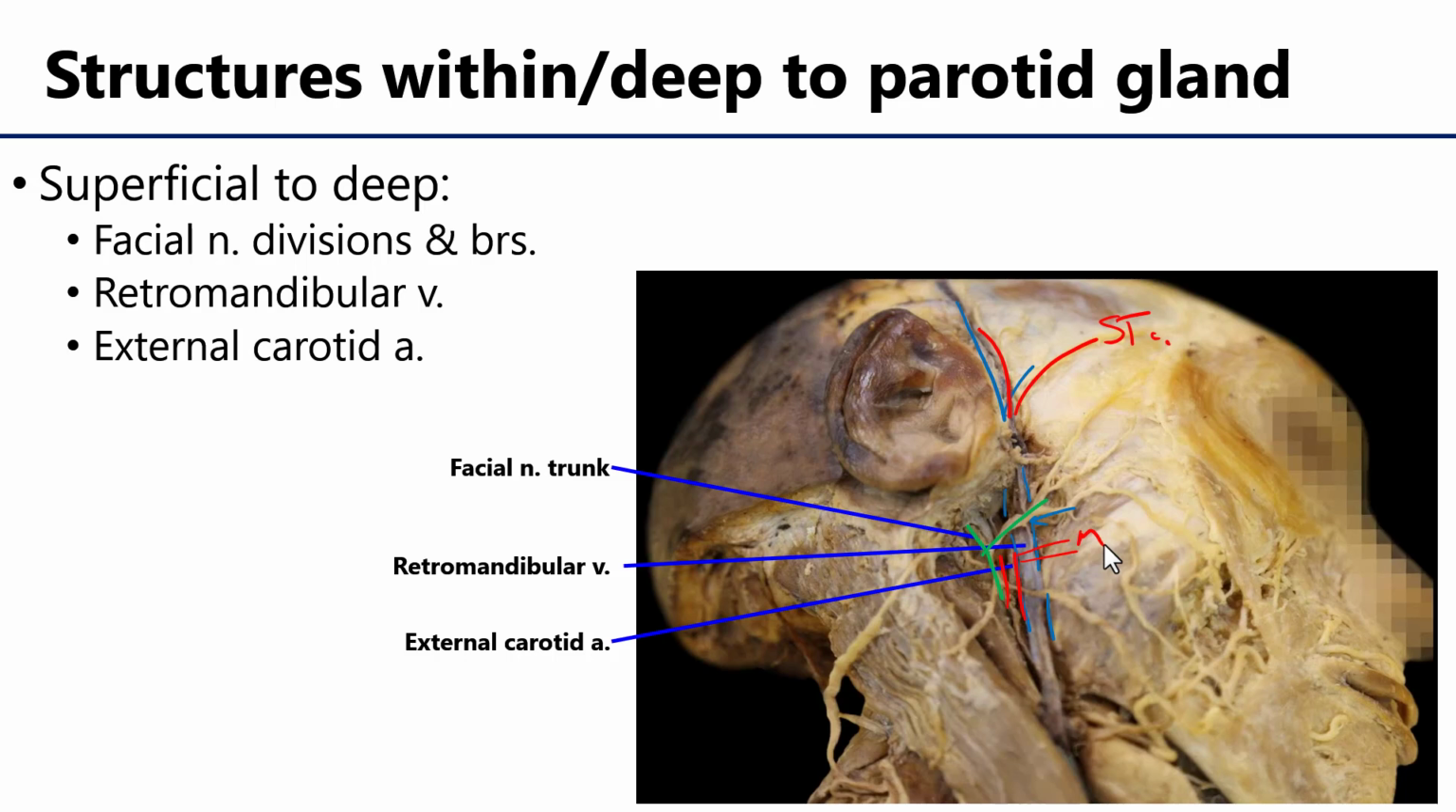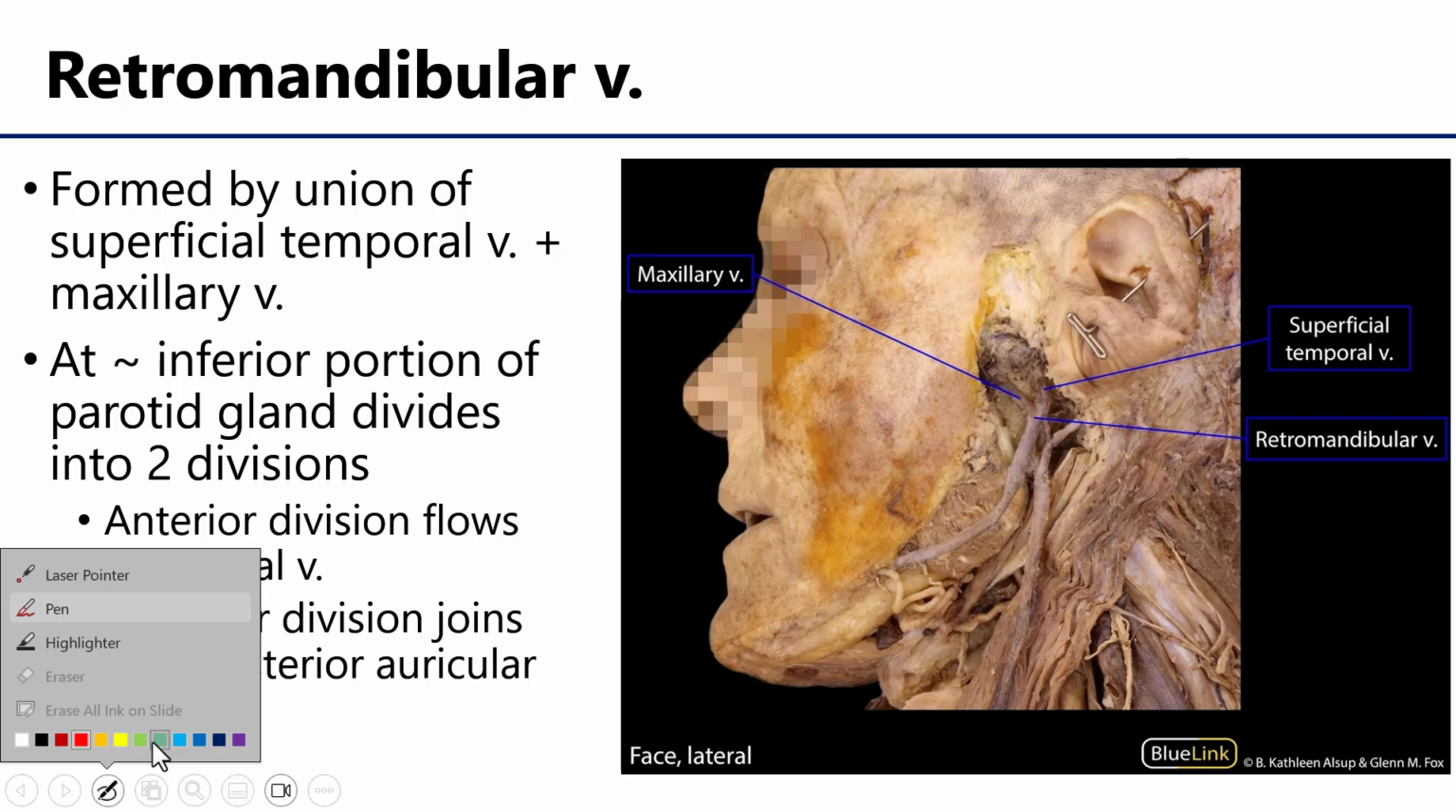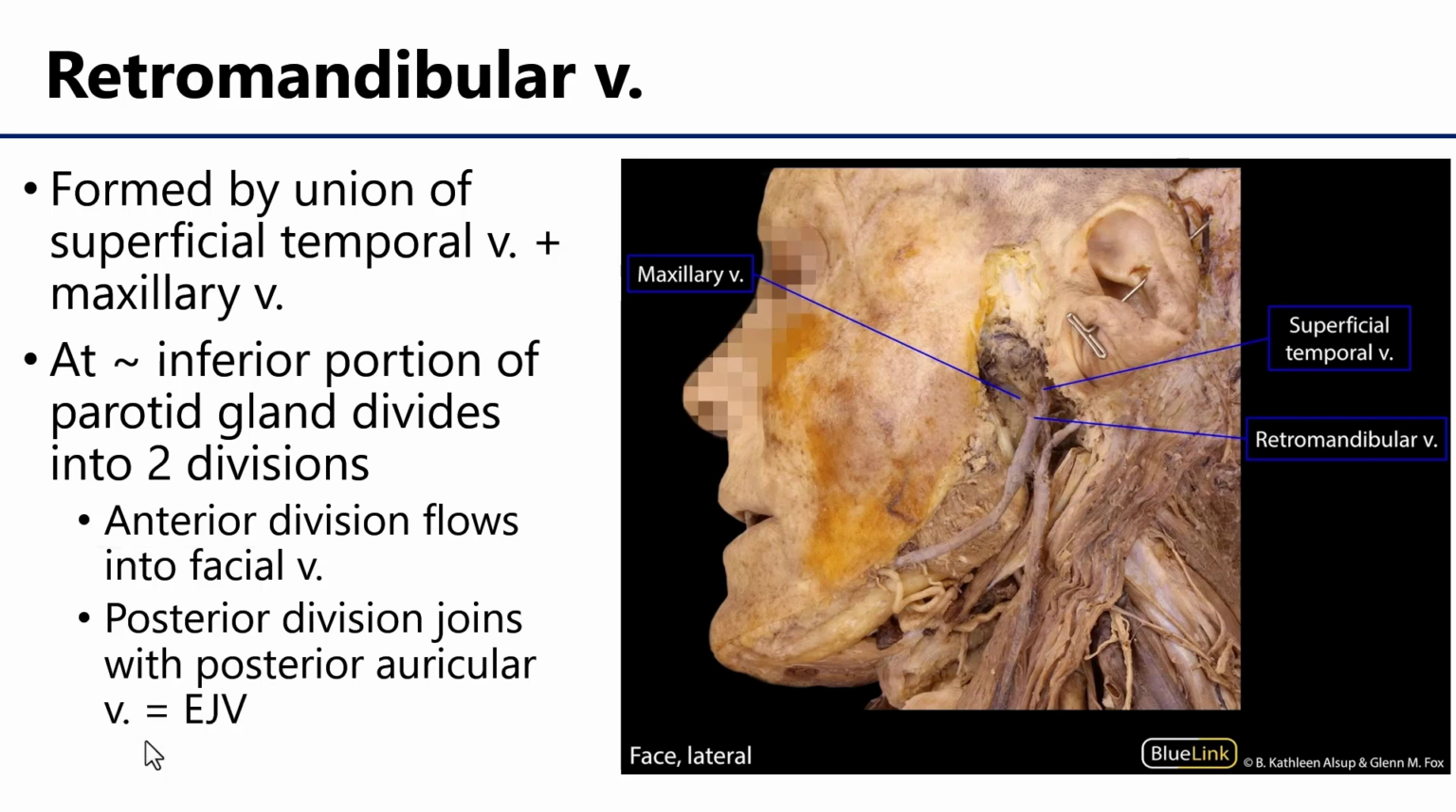So facial nerve, most superficial, then retromandibular vein, then external carotid. So let's start. We've already discussed the facial nerve in this series. Let's talk a little bit about the retromandibular vein. Let's go back to our blue. Go blue here.